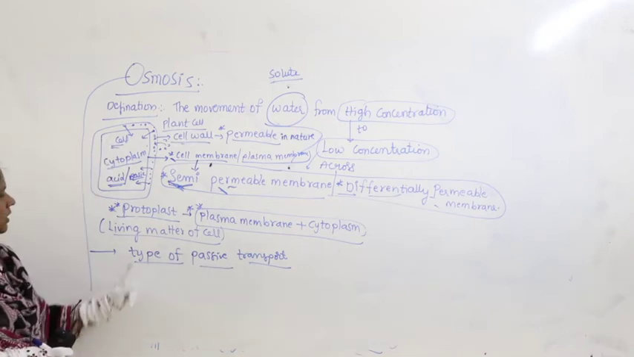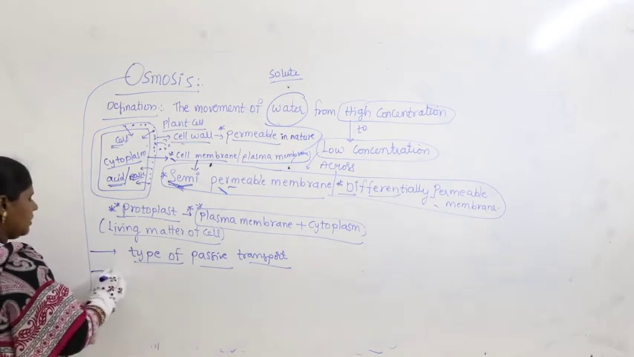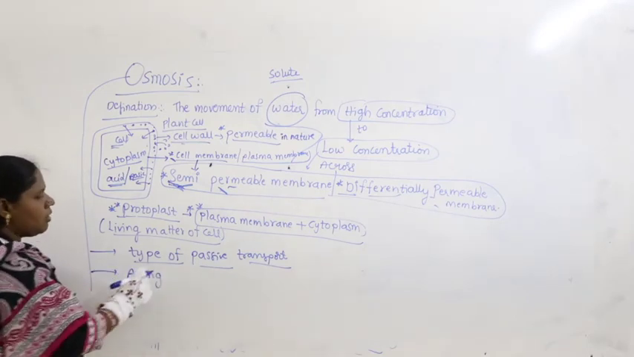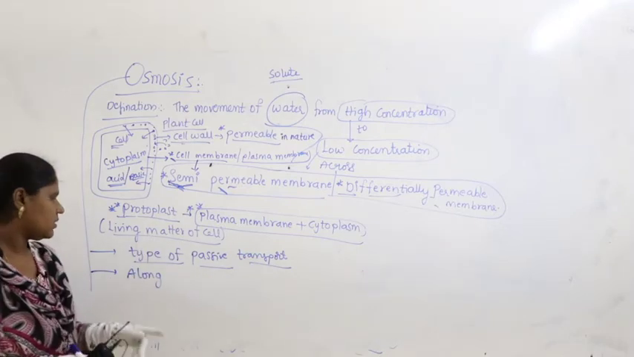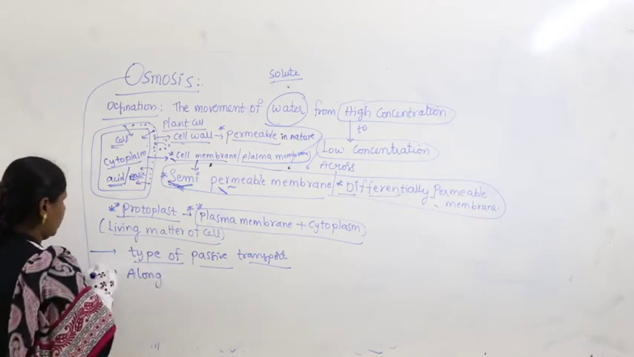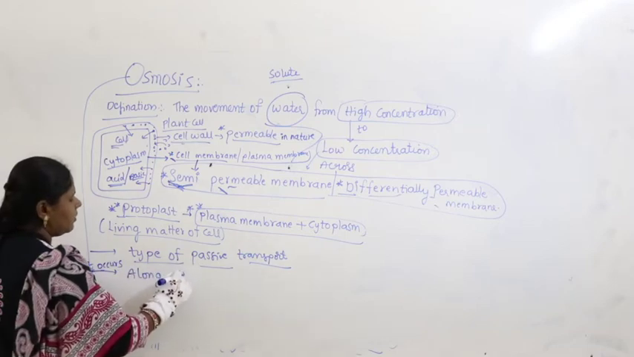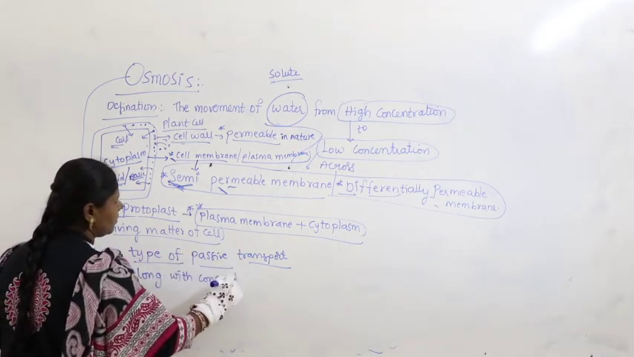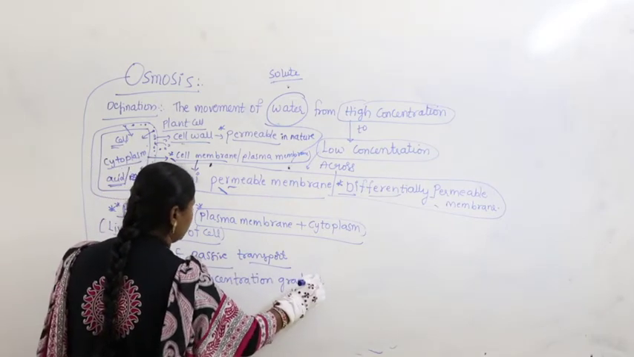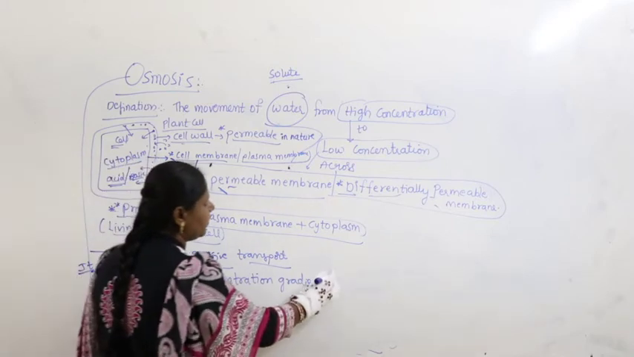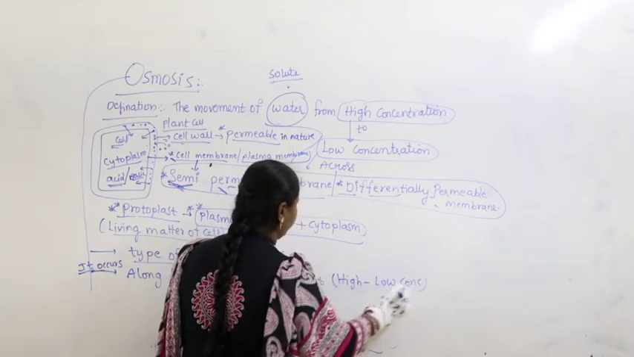Okay, osmosis is a type of passive transport. So what is passive transport? All other characteristics are the same. Passive transport characteristics are the same for osmosis. It occurs along with the concentration gradient. Along with the concentration gradient means from high concentration to low concentration.